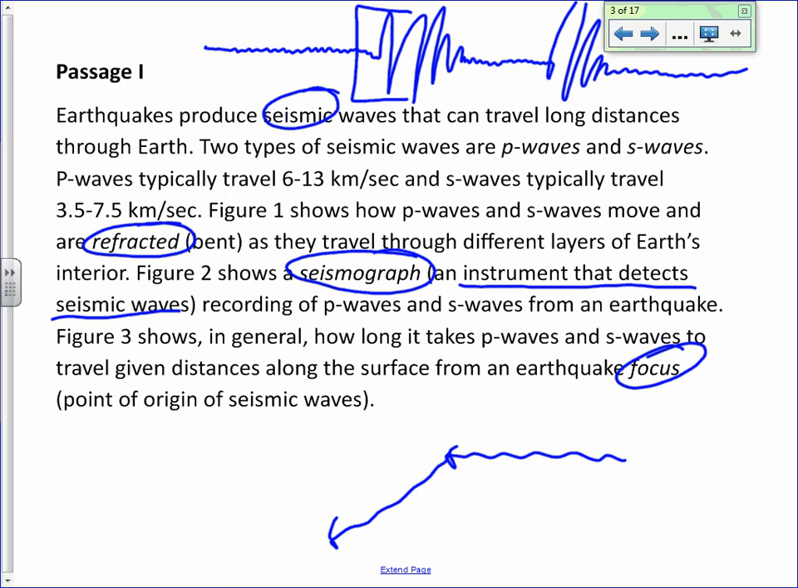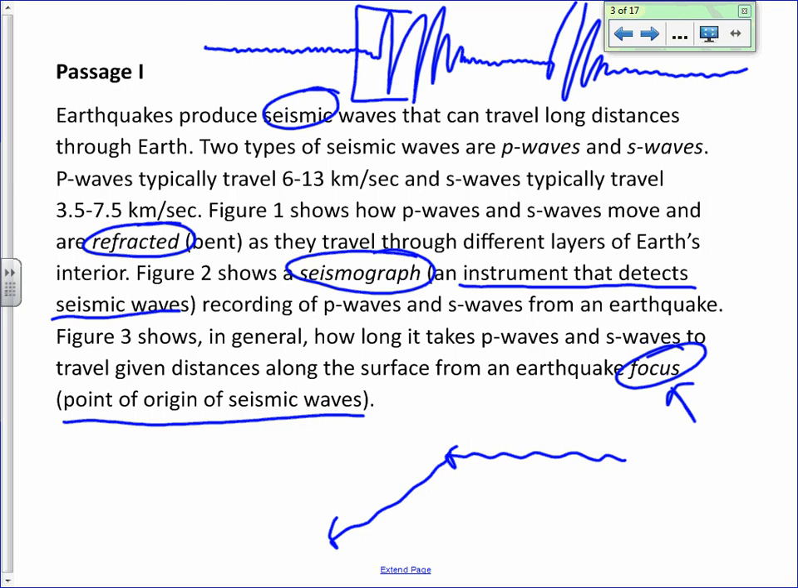Actually, in Illinois we have an earthquake roughly once every 3 months, and usually you don't even know it because the energy of them is so small that it just feels like a truck driving by. The last one is focus, and the term focus is defined for us again as the point of origin of seismic waves. It's essentially where the earthquake started. So there's our terminology.